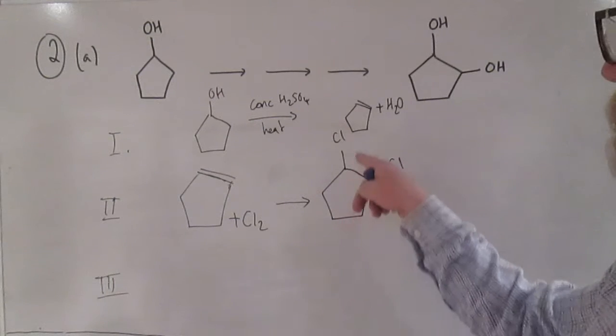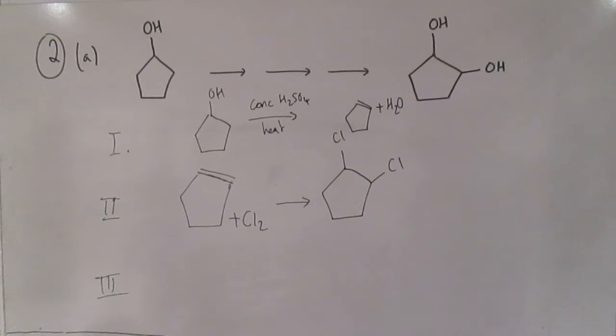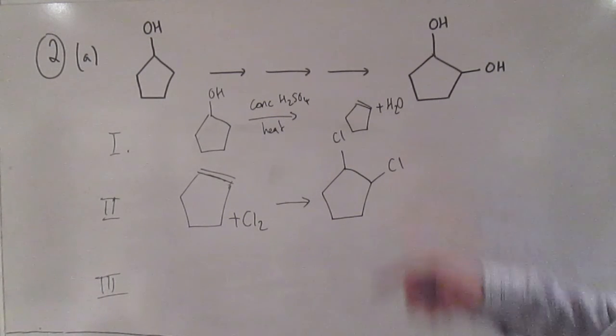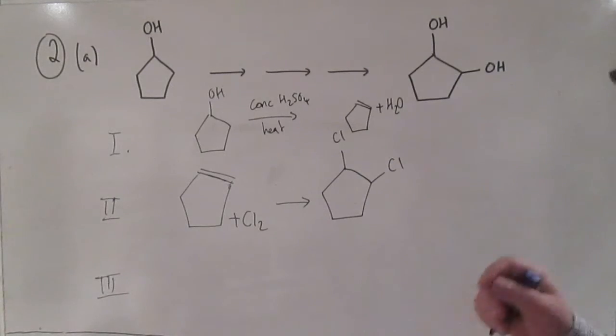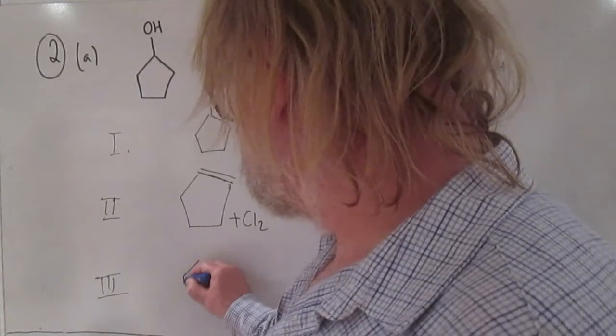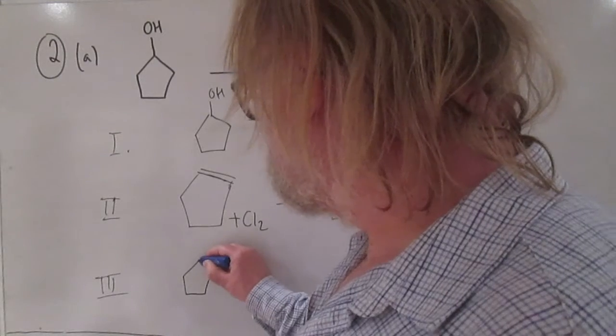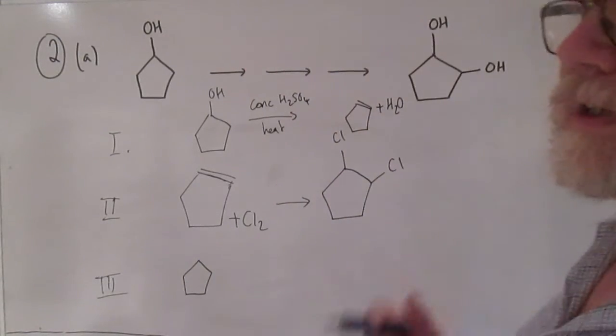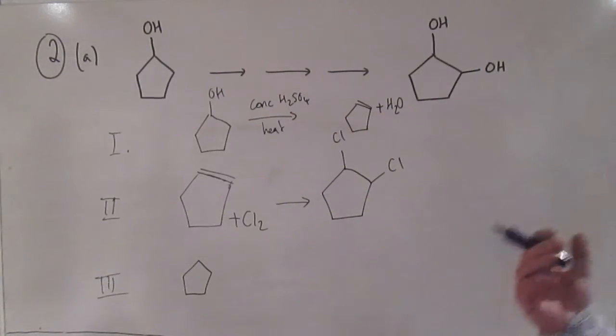That opens up the possibility of putting the 2 chlorines on, and then finally all you need to do is replace those with OHs. Now this hydrolysis reaction is done with aqueous alkali. Don't just put reaction with water down, because although it works, it's very slow. It's not a good practical method.